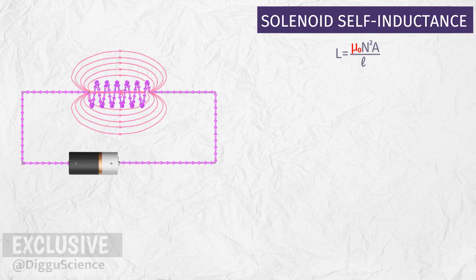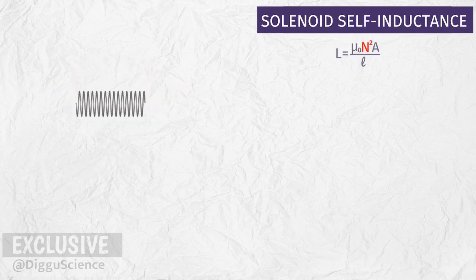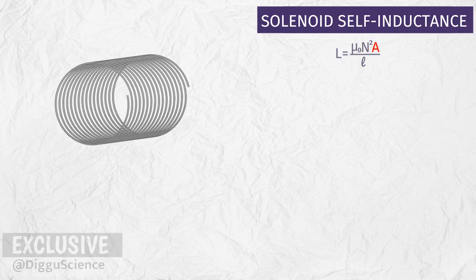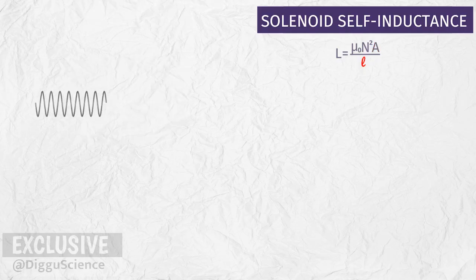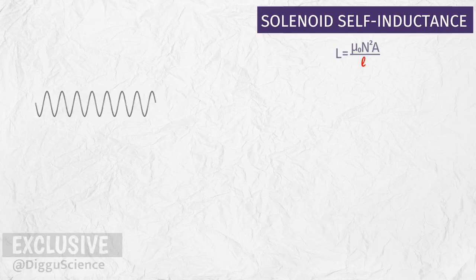Note that mu0 is a constant. N is the number of turns. This determines the geometry of the solenoid. A is the cross-sectional area of the solenoid. This also determines the geometry of the solenoid. Small l is the length of the solenoid. This, of course, is the geometry of the solenoid.